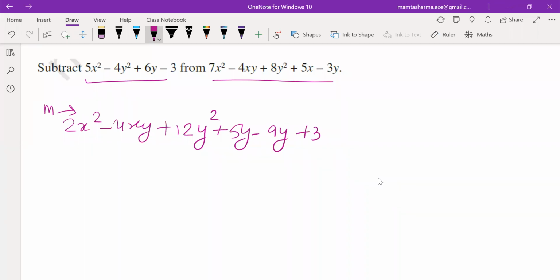Harshita, is that correct? No, ma'am. How will 12y square come? Ma'am, 2x square minus 4xy plus 12y square, ma'am. How will 12 come? Wait, let Manideep say first. Ma'am, plus 5x, not 5y. Okay, this is 5x. Other than this, everything is correct?